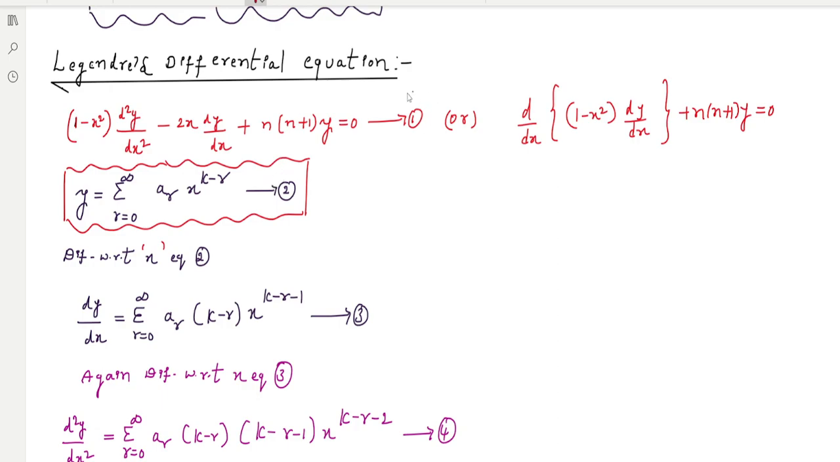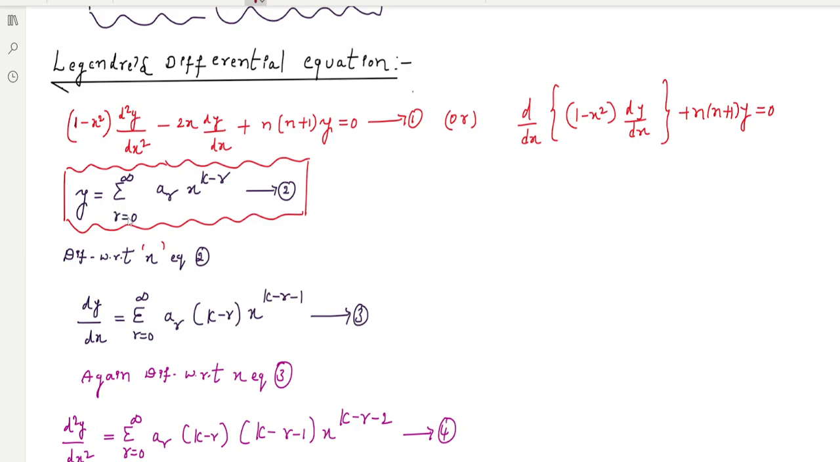Equation number one can also be written like this: d by dx into (1 minus x square) d by dx, plus n into (n plus 1) into y equal to 0. A general solution of this Lagrangian equation: equation number one can be solved in a series of ascending or descending powers of x. The solution in descending powers of x is more important than the one in ascending powers of x.